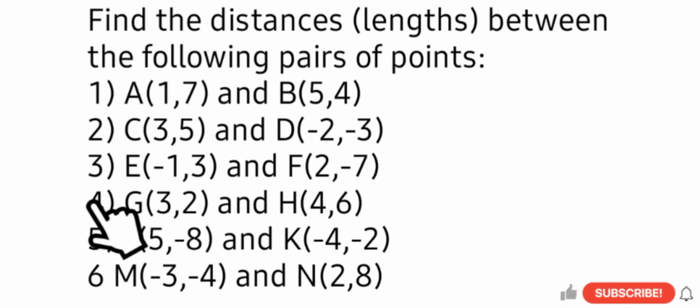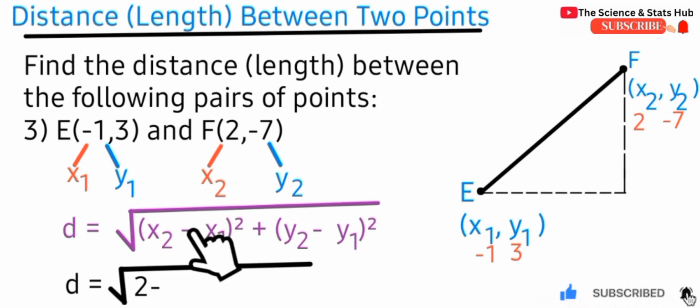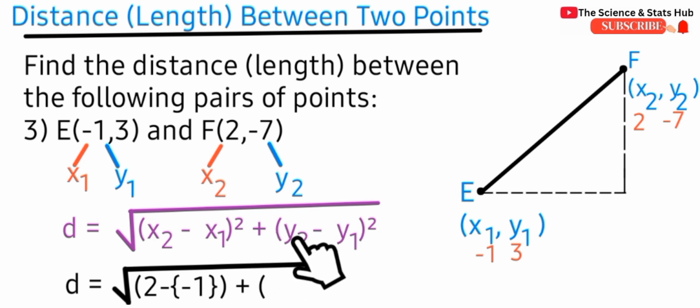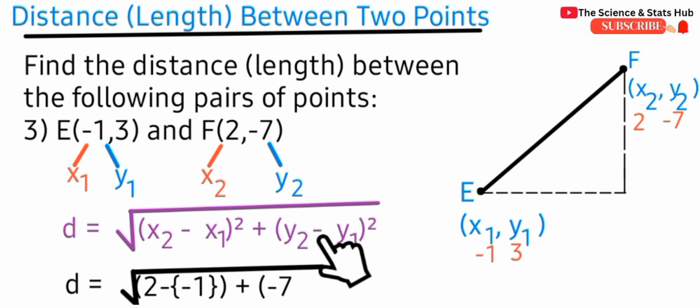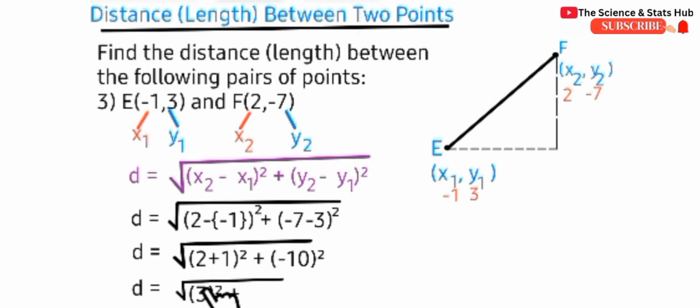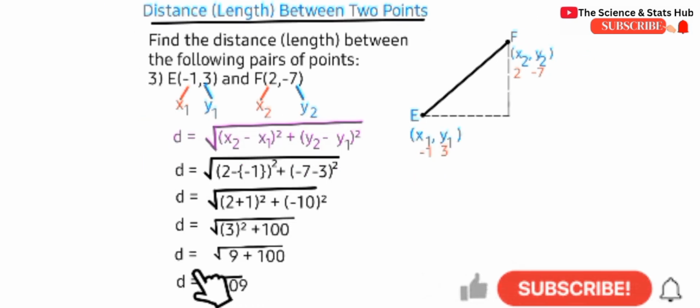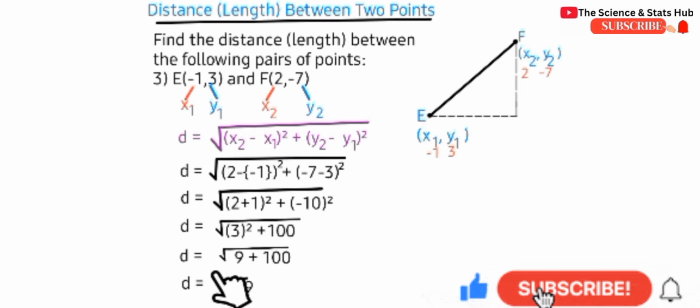Now let's answer question number 3. Let's find the distance between E and F. Using our formula, we have x2 minus x1, plus y2, minus 7, minus y1, 3, squared. We have square root of (2 minus minus 1) plus 1 squared, plus (minus 7 minus 3), minus 10, then squared. 2 plus 1 is 3, squared, plus negative 10 squared is 100. 3 squared is 9, plus 100. So the distance between E and F is equal to the square root of 109.